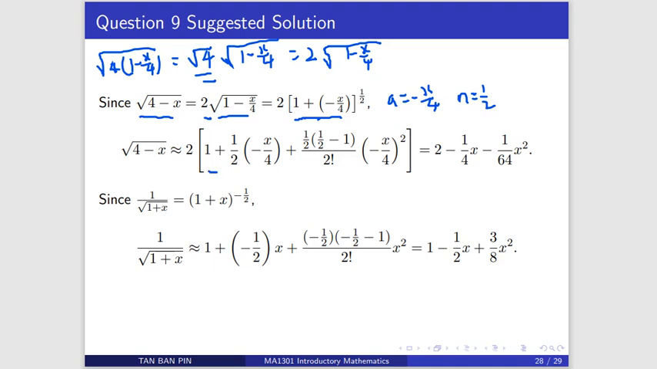Okay, so you substitute into the generalized binomial expansion theorem, and then you can simplify this. Then remember to multiply by 2. That will give you 2 minus 1 quarter x minus 1 over 64 x squared.